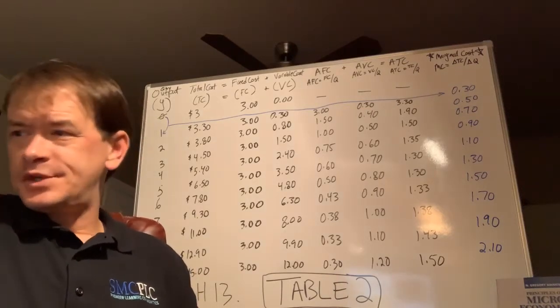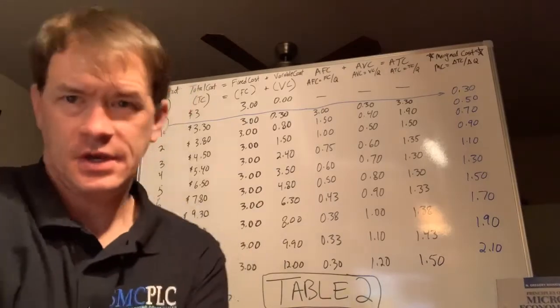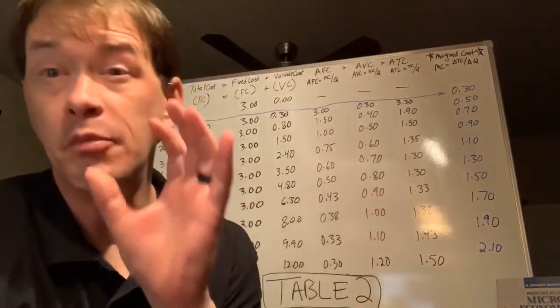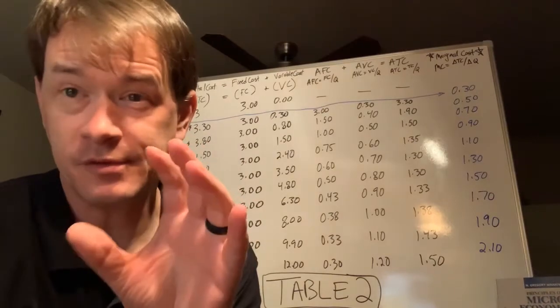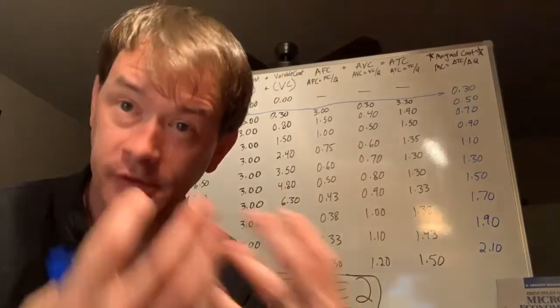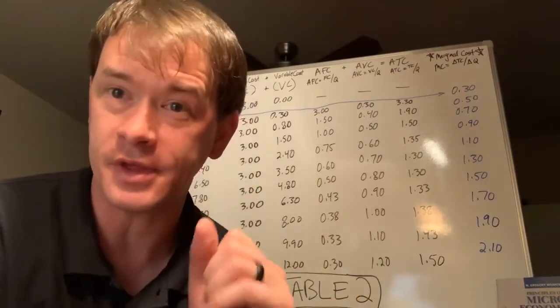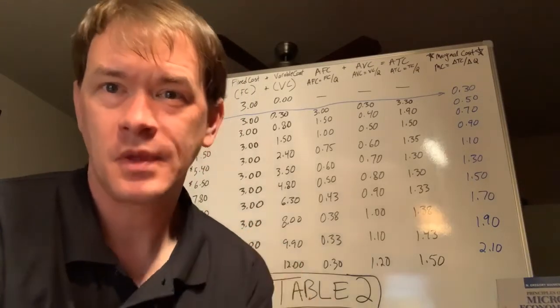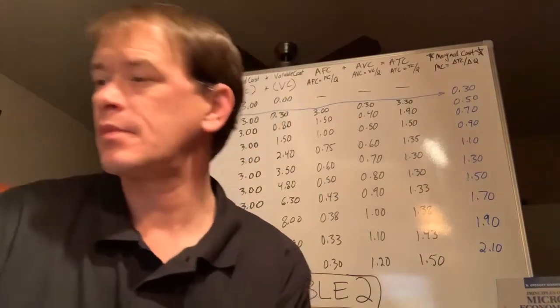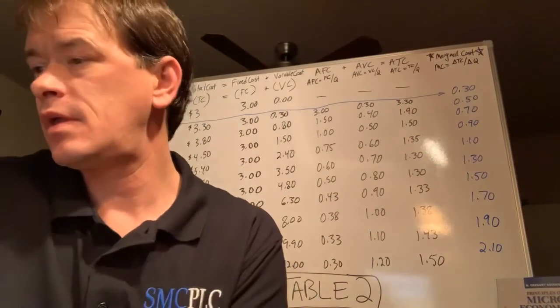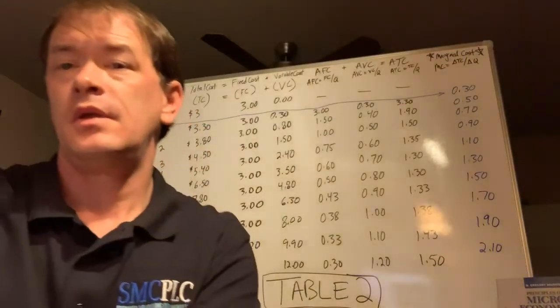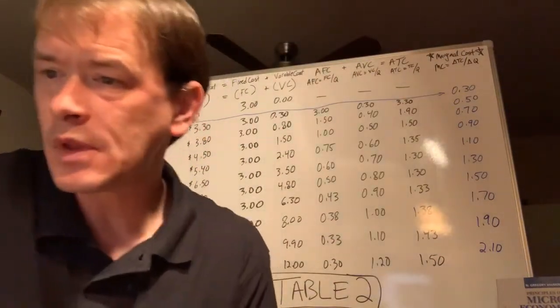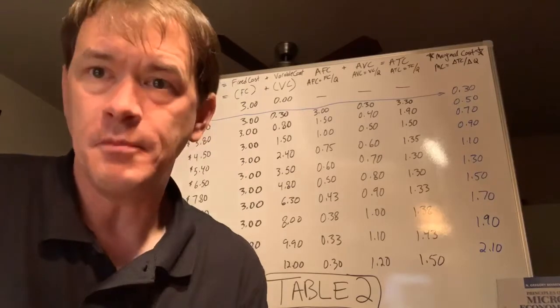Okay, chapter 13, the costs of production. The most important thing in this chapter to understand, and I need all the parts of the chapter to understand it, is Table 2. Okay, Table 2, right here. Table 2 basically breaks down the different measures of cost.